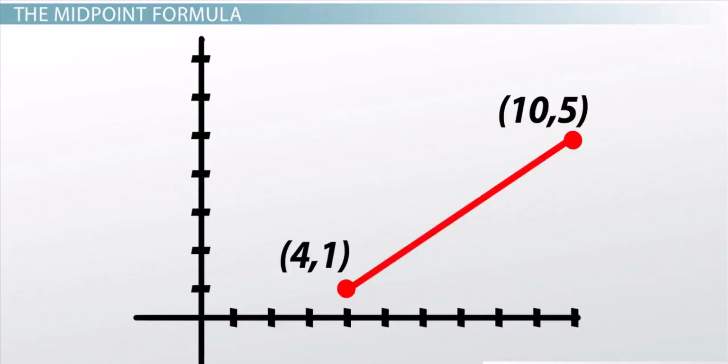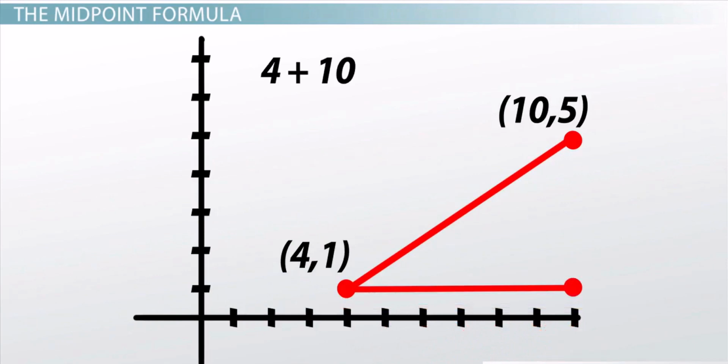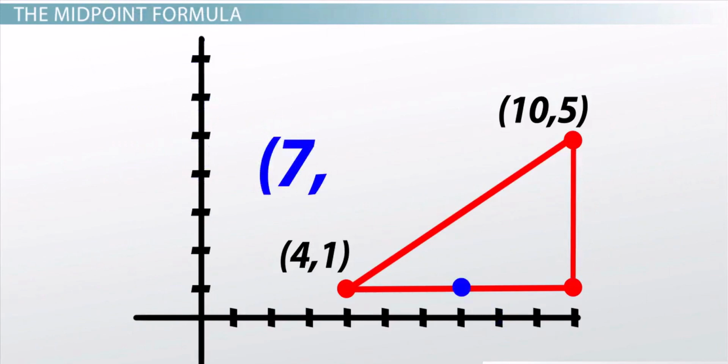In our previous example, the line segment started at x equals 4 and ended up at x equals 10. You could just count your way to the middle, or find the average by adding them together and dividing by 2. Either way, we find that the midpoint must be at where x is 7. The y's, on the other hand, went from 1 to 5. That makes the y coordinate the number right in the middle, which is 3. And sure enough, there's our midpoint, (7, 3).